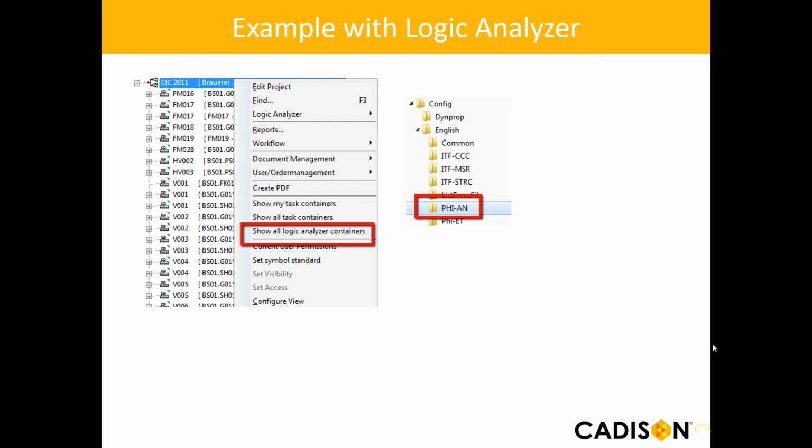Logic Analyzer check routines are located in the folder of your CADISON domain. It's under Config, English or German depending on the language you have installed, and then the object class. Here we choose phi-an. Check routines have the extension CHK. As you can see, I already have prepared a check file for our example here.